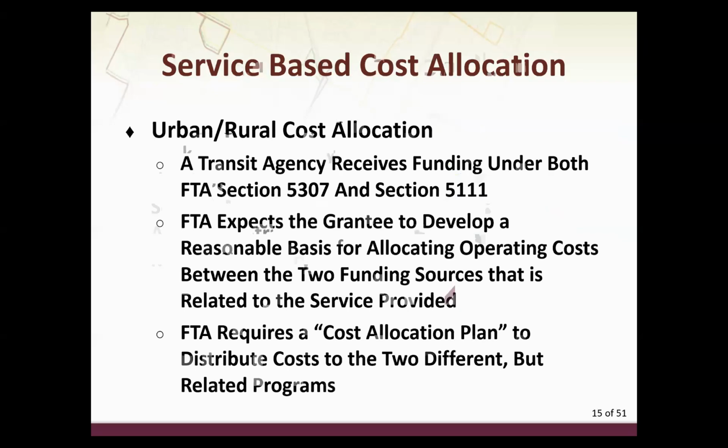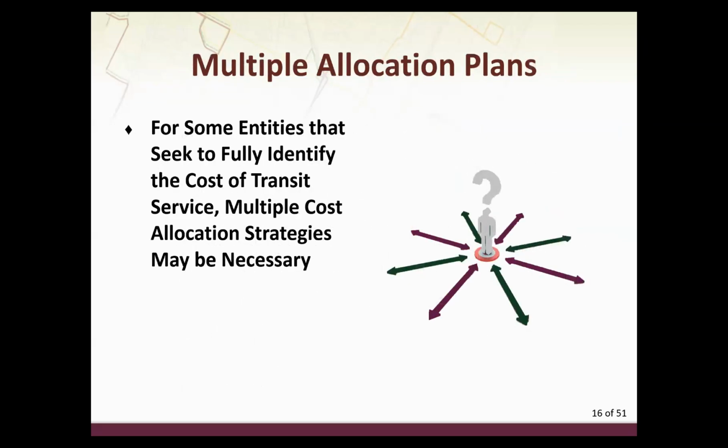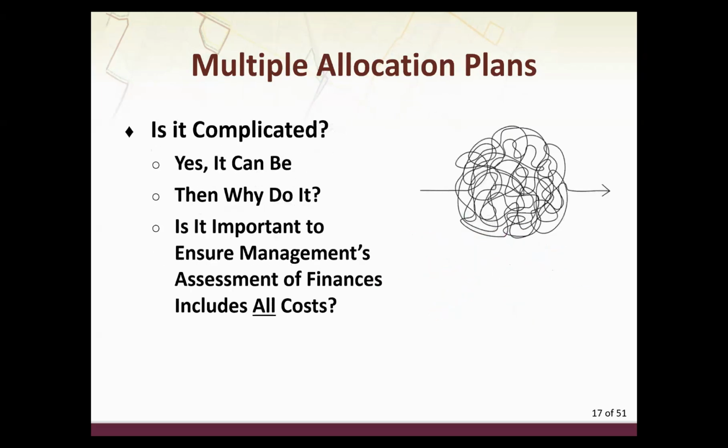So service-based cost allocation can be a complex topic as well. And curiously, we may encounter situations where if we truly want to identify the fully allocated cost of service delivery, we may need not one, not two, but perhaps even three different cost allocation methods in order to get to the answer of how much does this mile or hour of service cost. So yes, is it a complicated topic? Absolutely. Does FTA guidance make it even more complicated than perhaps it needs to be? I would probably agree with such assessments.